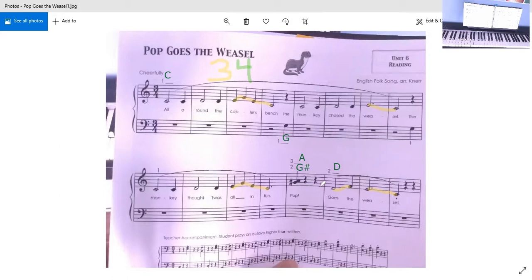Nope, no fourths on this page. So that's going to be it. That's all that you're going to write for that.